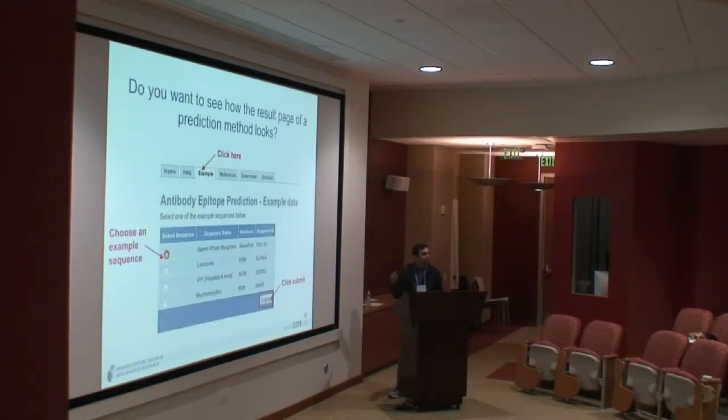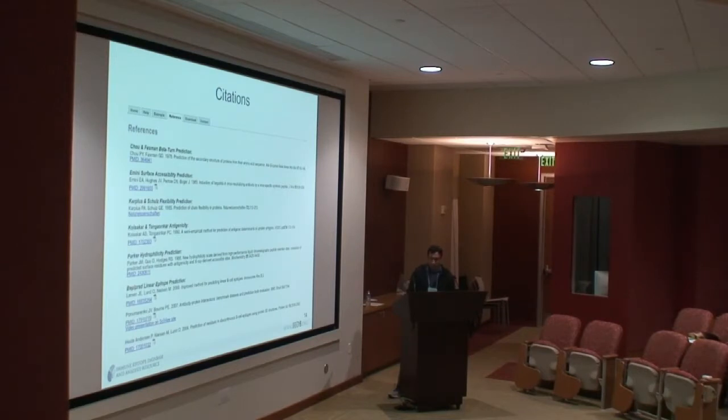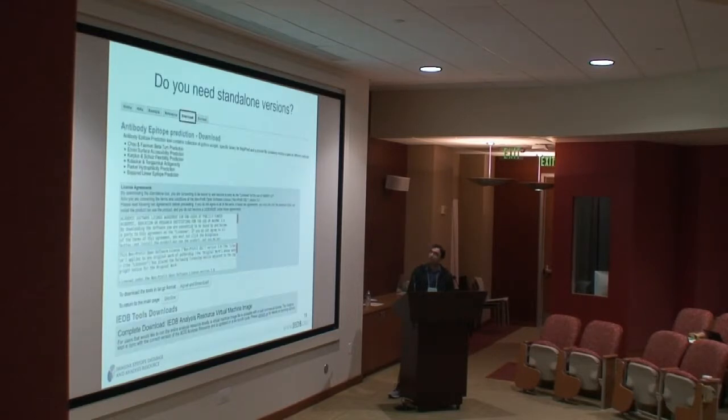Of course, if you want to see a result page quickly, you can go through these ready examples. You just submit the job on the page, and then you'll see the results. Of course, there are citations listed in the reference tab. You can, of course, download some of these tools. Not all of them are available, unfortunately, but most of them are available to download and use for standalone purposes. Again, people from industry might have to get a license for these, but for academic use, these tools are completely free.